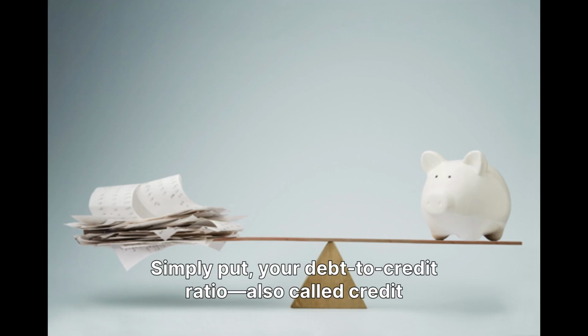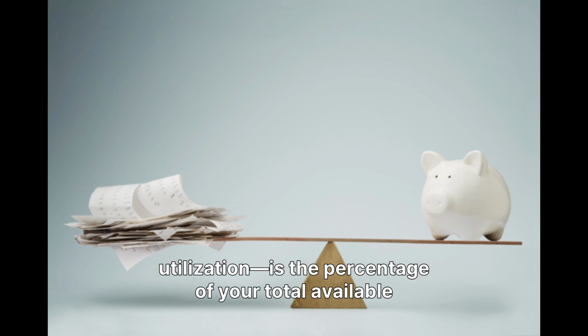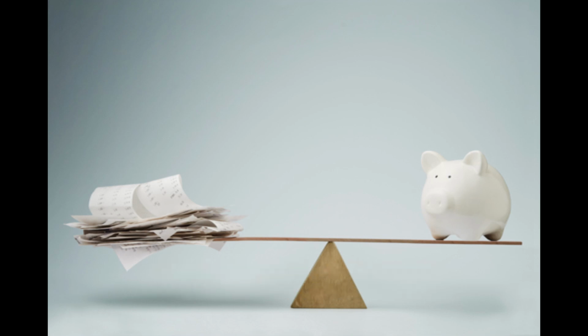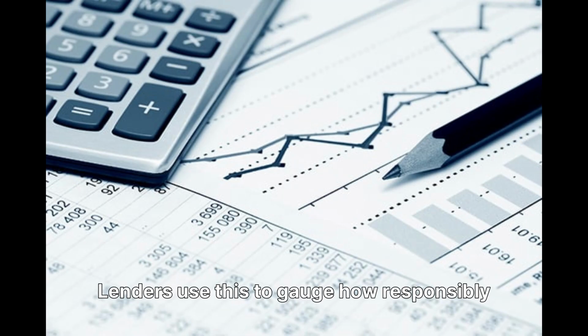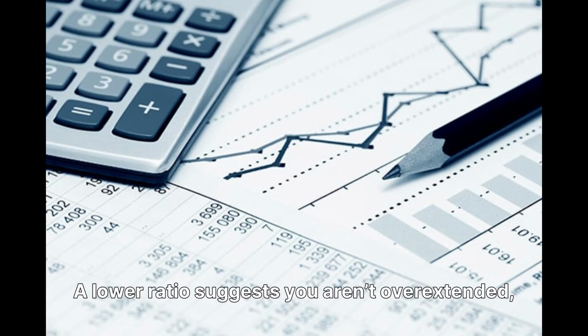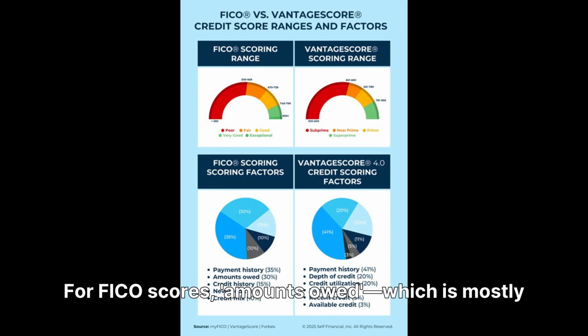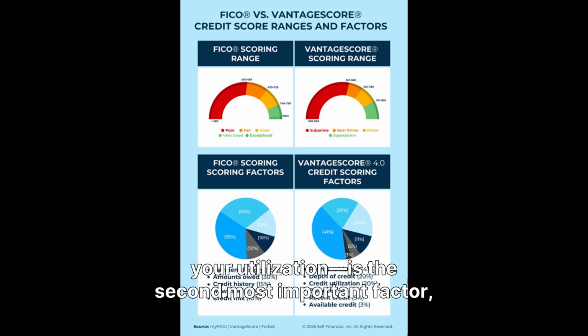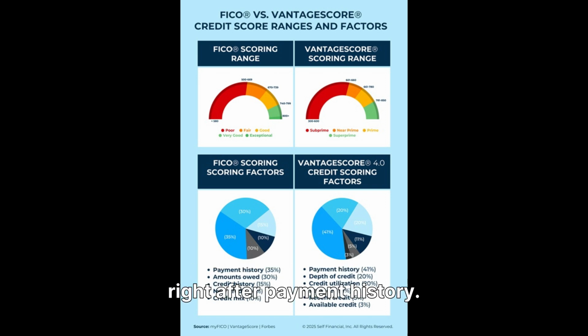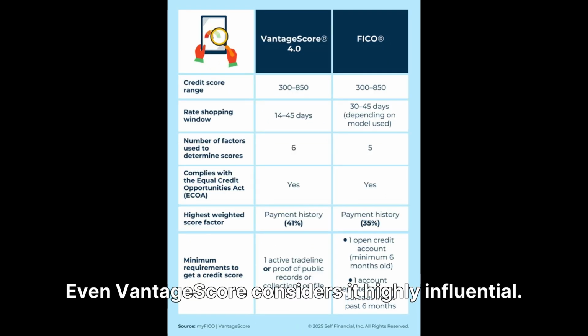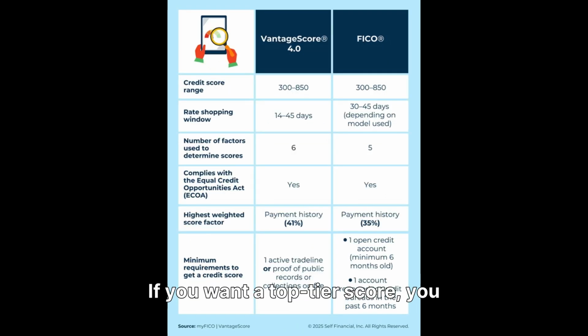Simply put, your debt-to-credit ratio, also called credit utilization, is the percentage of your total available credit that you are actually using. Lenders use this to gauge how responsibly you manage revolving debt. A lower ratio suggests you aren't overextended, which makes you a lower risk. For FICO scores, amounts owed, which is mostly your utilization, is the second most important factor, right after payment history. Even VantageScore considers it highly influential. If you want a top-tier score, you cannot ignore this calculation.